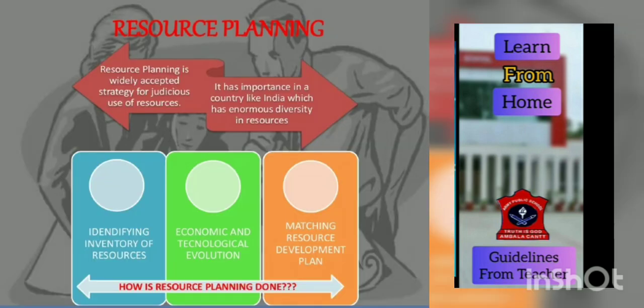Resource planning. Resource planning is a widely accepted strategy for judicious use of resources. It involves identifying inventory of resources, economic and technological evolution, matching the resource development plan at regional and national levels.